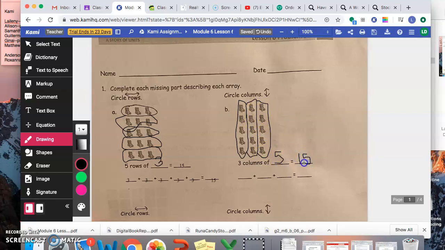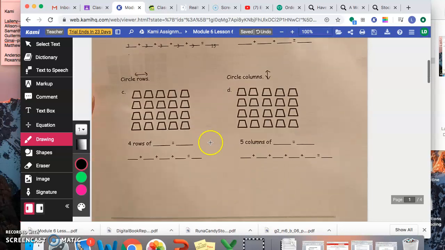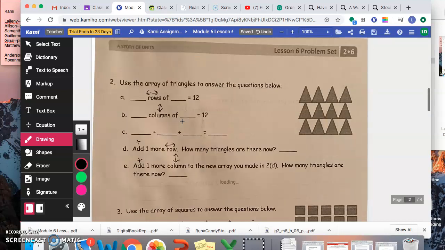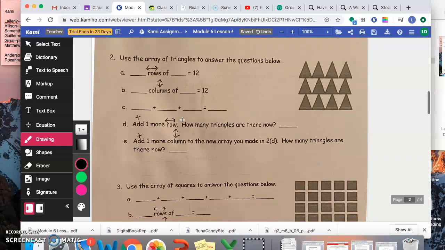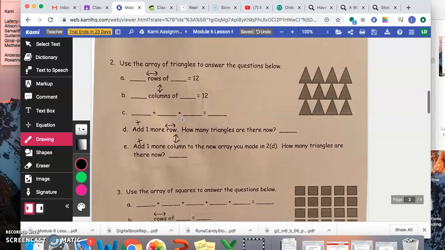Okay? And then I want you to fill in the repeated addition sentence that will go along with this picture by columns. Okay? Then you're going to do the same exact thing we did up there on these pictures. Pay attention to your arrows to help you. Then you're going to come down here and we're going to go over this problem.